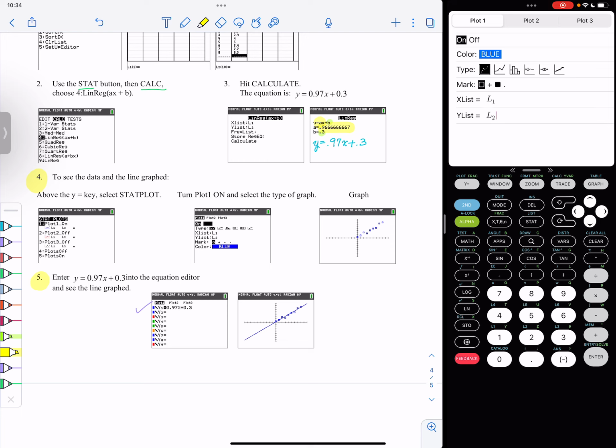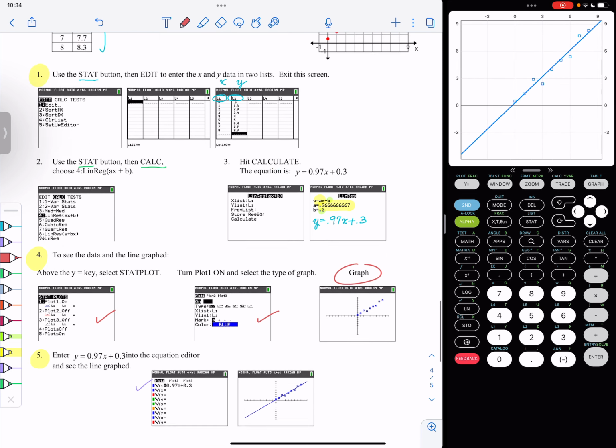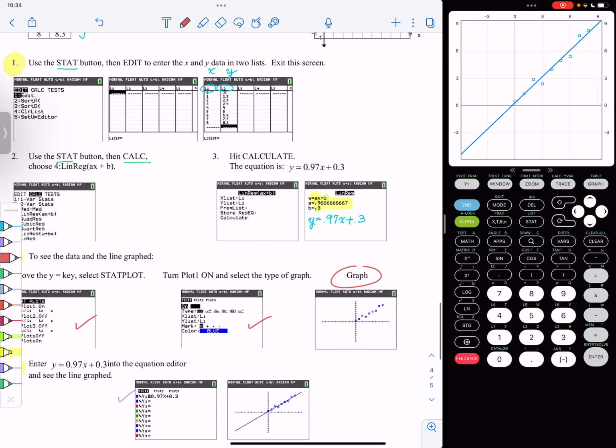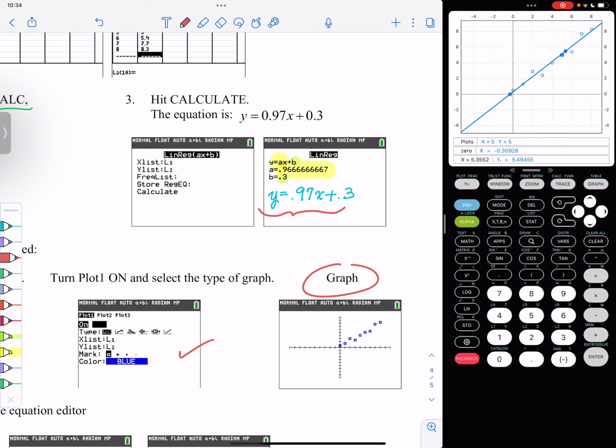So now we have taken care of turning our plotter on, making sure we have that. And now guess what? All we have to do is click graph. As you can see, there are our points that we graphed, the points that we were given right here. And then linear regression right here. Here is the line that best fits those data values. And you can move this around a little bit and such. And that concludes this section.